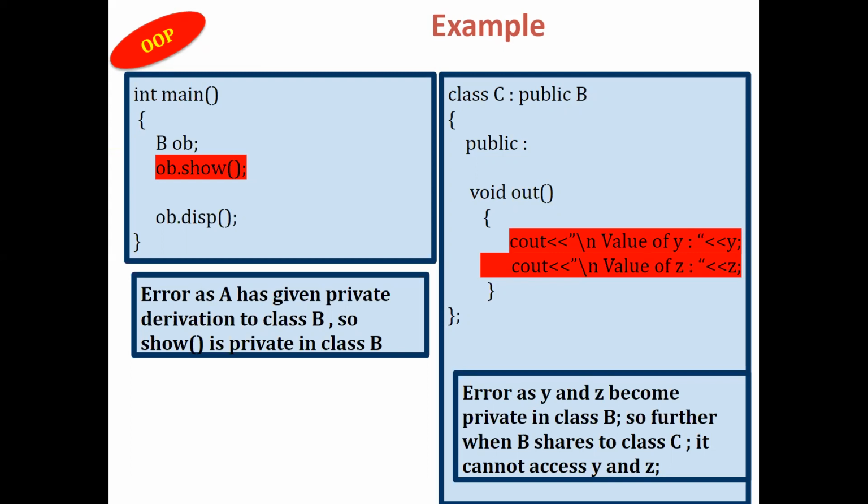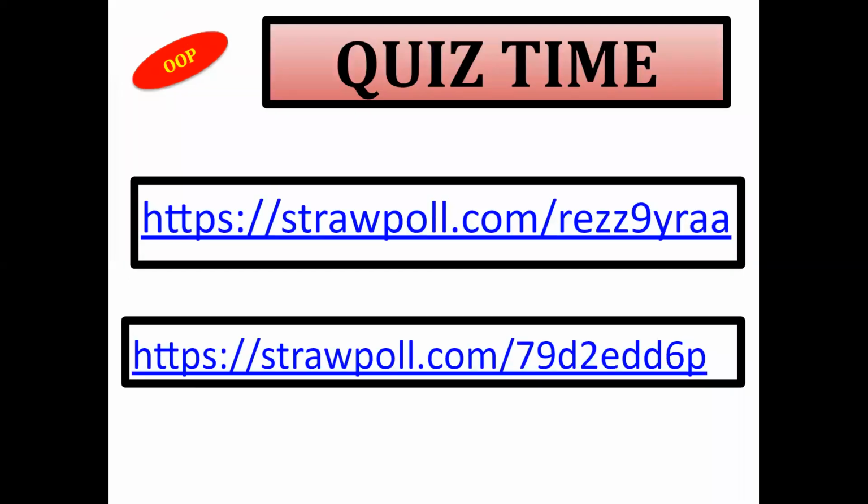Similarly, when class C, which derives its property from class B, accesses Y or Z, it will get an error, because Y and Z, which are the protected and public members of class A, have become private in class B. So B has no rights to share them further with any of its derived classes, and not with any other function either. That is why it generates an error.